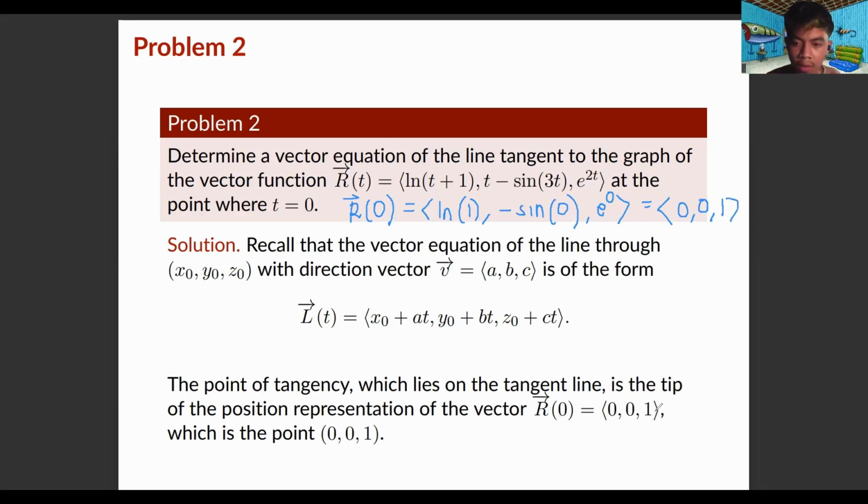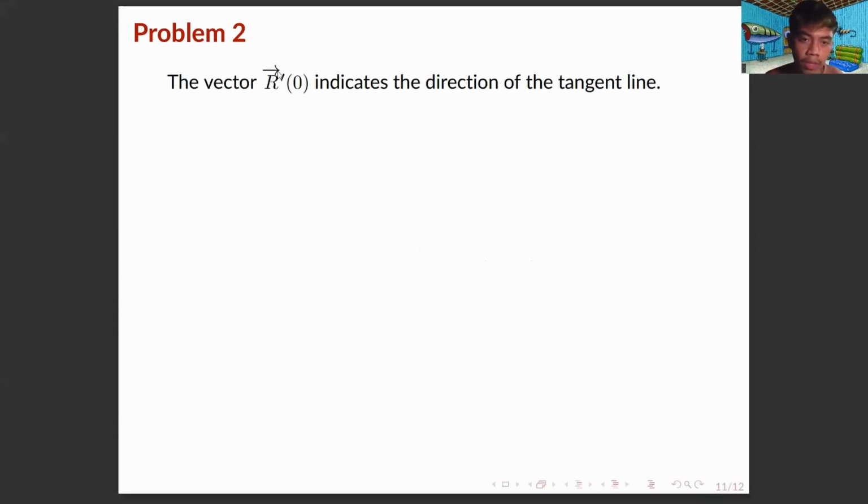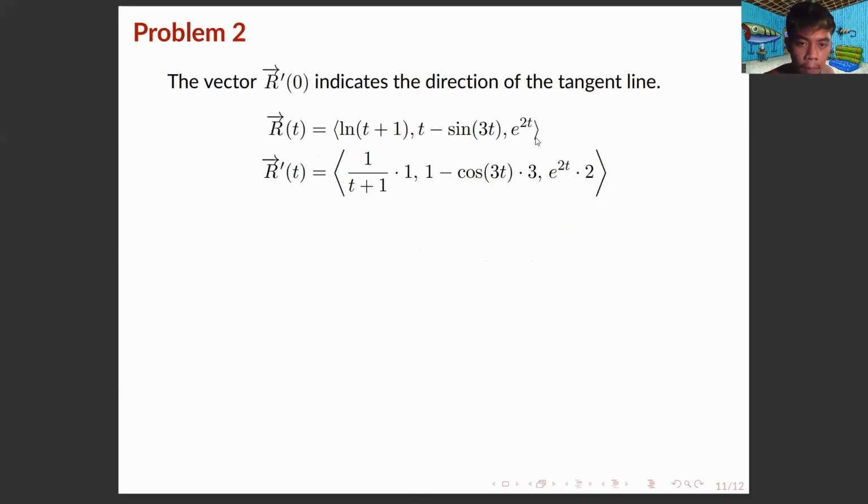And then we can use its tip, which is the point (0, 0, 1), as the point representing the line. Okay, so for the next one, we have the vector r prime of 0 indicating the direction of the tangent line. So to solve for this one, we have to find the direction vector, which is r prime of t, and then substitute t equals 0 into r prime of t to get the direction of the tangent line. So we have r of t, and for r prime of t, we have to differentiate every component of r of t.